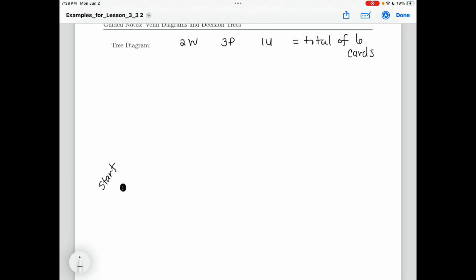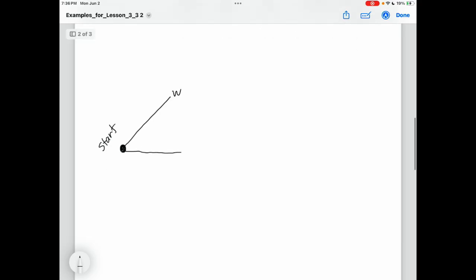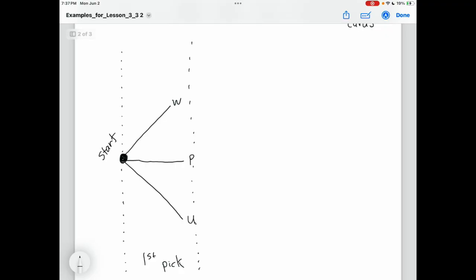So here's our node. Now, when the person draws the first card to see the first role they're going to play, they have 3 options. They could choose a witch, they could choose a pirate, or they could choose a unicorn. This is the first pick, so I'm going to highlight it with this dashed line so you can see that this first set of branches represents the first pick.